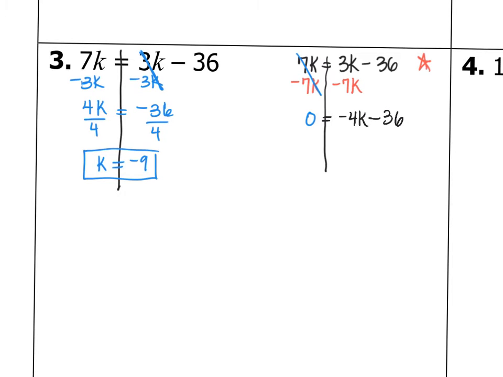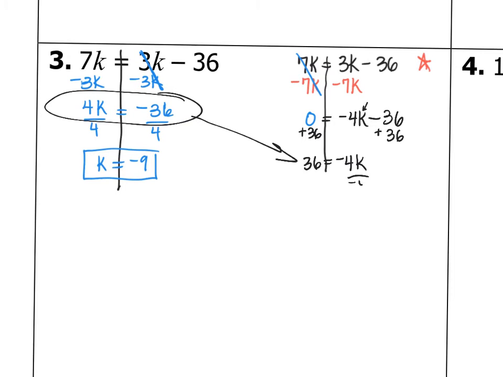And remember, 0 is still a number. So now I'm trying to get k by itself. Add 36. Now I've got 36 is equal to negative 4k. Notice how we're back to the same thing. Divide by negative 4 to get a final answer of k is equal to negative 9. So it doesn't matter which you choose to zero out. Just remember that if you did choose to zero this one out, you have to show that there's a number here and that number is 0.